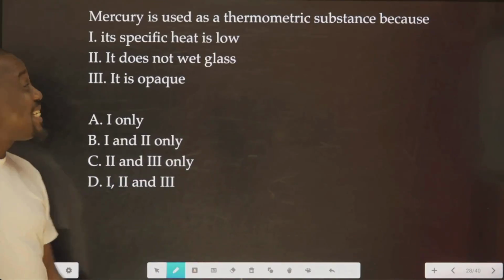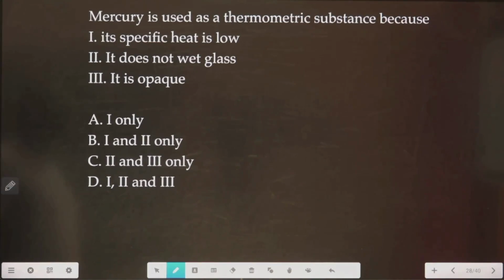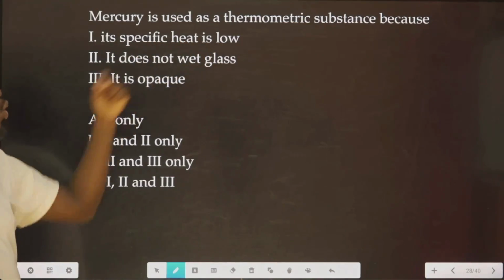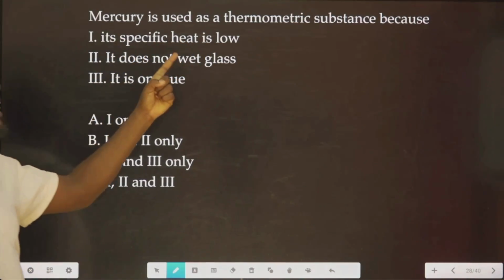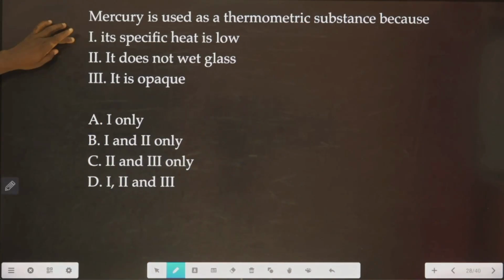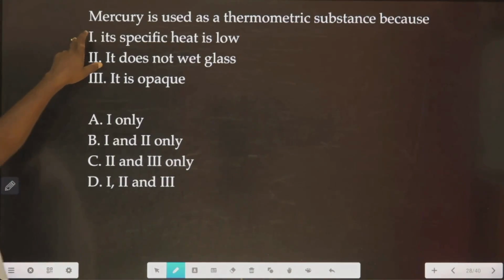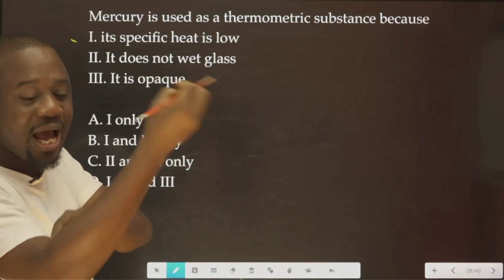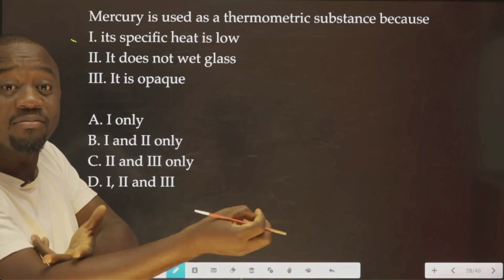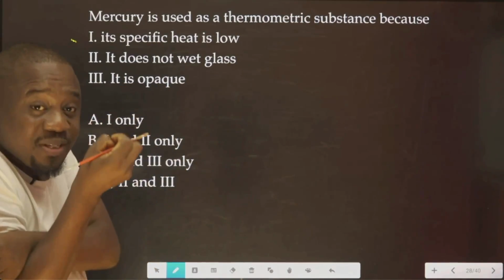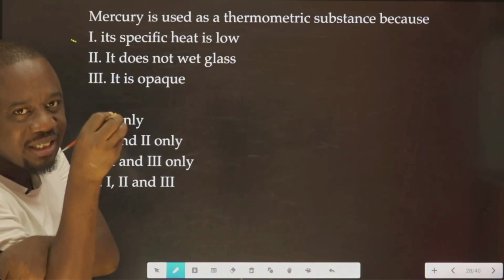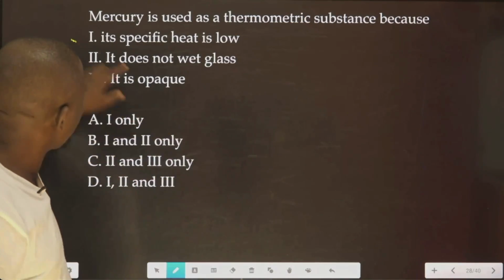Okay? Let's look at this. It says, mercury is used as a thermometric substance because 1, its specific heat is low, 2, it does not wet glass, 3, it is opaque. This means it requires less heat to change its temperature, and these characteristics make it very sensitive. For instance, they want to measure your temperature and your body is transferring little heat to the instrument. The substance they are going to use to design the instrument should be the one that with little heat, it will change its temperature. So A is the answer.